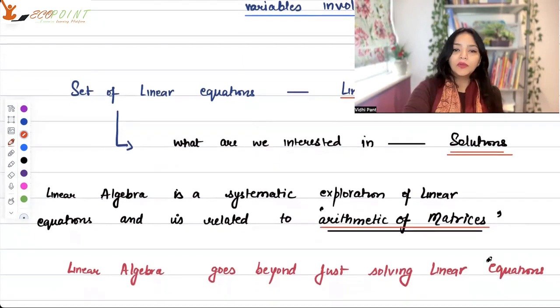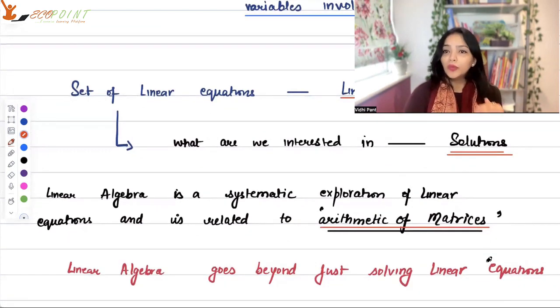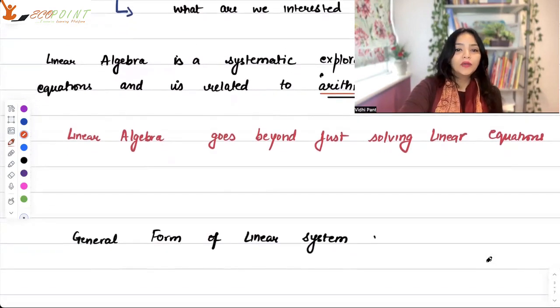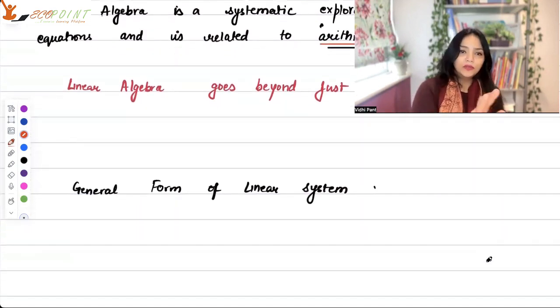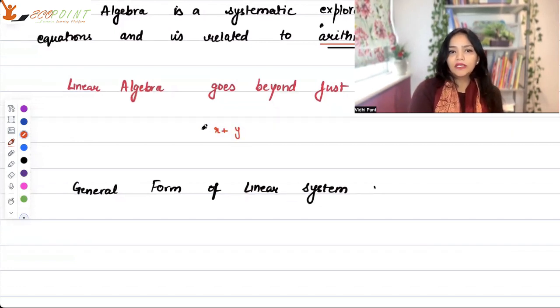Now, linear algebra goes beyond solving linear equations. We will be talking about vector spaces as well, and everything around vectors. Now, what is the general form of a linear system or system of linear equations? So you saw what we created: 2x plus 2y equals 3, 2x plus y equals 2.5.